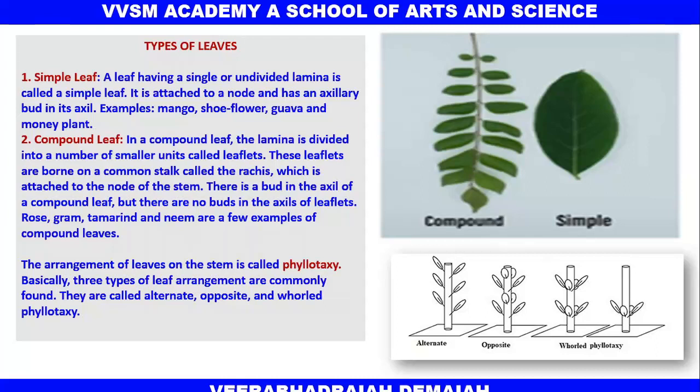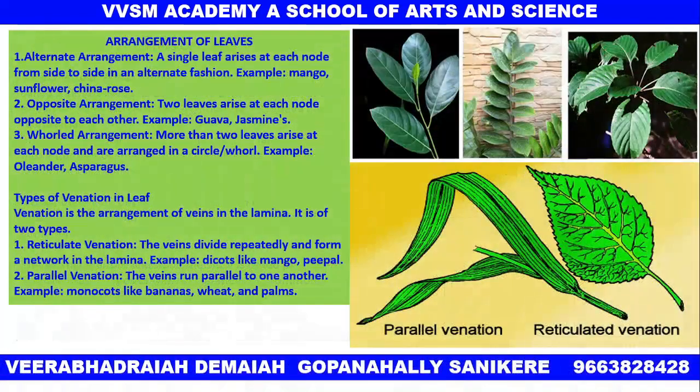The arrangement of leaves on the stem is called phyllotaxy. Basically, three types of leaf arrangement are commonly found. They are called alternate, opposite, and whorled phyllotaxy. Arrangement of leaves: alternate arrangement, opposite arrangement. As I told you, it's about arrangement. Types of venation in leaf: reticulate venation, then parallel venation. So parallel venation and reticulate venation are quite different from each other.